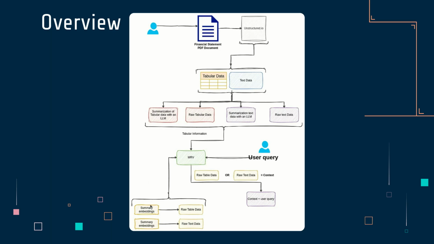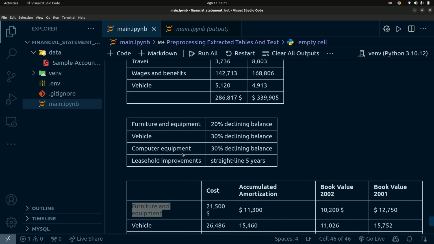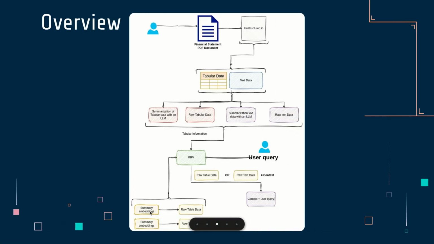So we are going to now index that. We're going to take our query asking about what is the furniture and equipment declining rate or percentage, and pass this to our multi-vector retrieval. It's going to perform a similarity search between our query and the summary embeddings. So it's going to find out that, hey, this summary of this table can be used to answer the question. So it's going to return to us the raw tabular data instead of the summary.